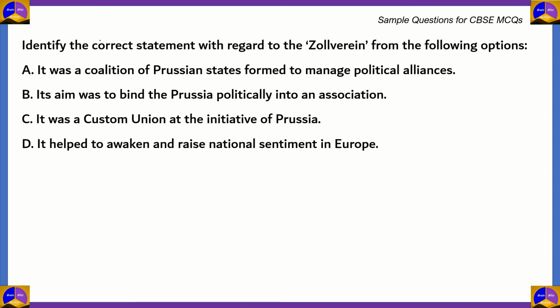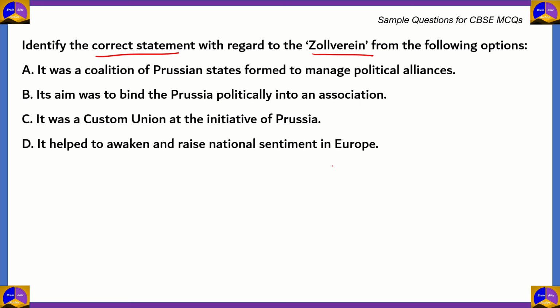The next question. Identify the correct statement with regard to the Zollverein from the following options. A. Coalition of Prussian states formed to manage political alliances. B. Aim was to bind Russia politically into an association. C. Custom union at the initiative of Prussia. D. It helped to awaken and raise national sentiment in Europe. So, let's look at the following options.